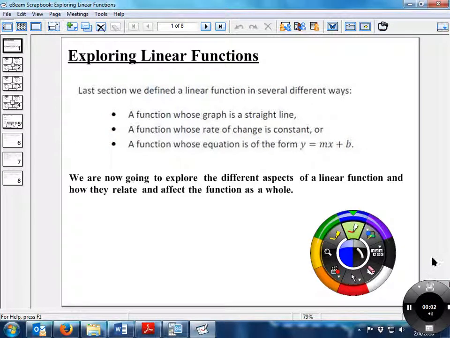Today we're going to talk about exploring linear functions. We've been talking about what is a function, types of functions, linear versus nonlinear. Today we're going to go a little bit more into linear functions, and in the next unit we're really going to be focusing on linear functions.